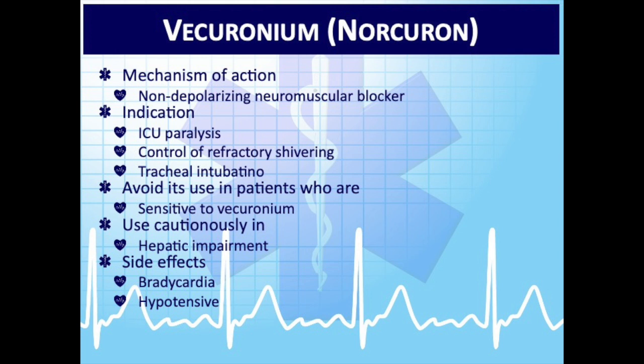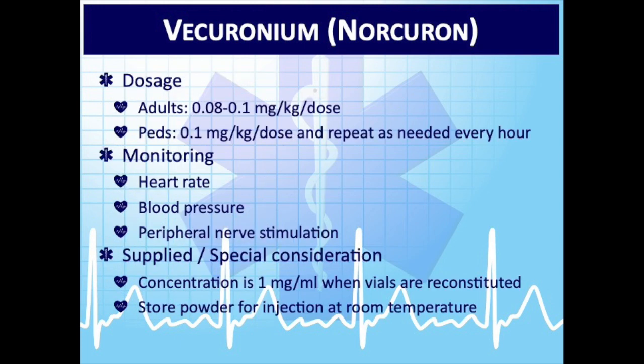Patients that you want to avoid its use in: anybody that's sensitive to vecuronium. Use it cautiously in patients who have any sort of hepatic impairment. And side effects, again, bradycardia, hypotension. Here's your dosing for the adults. And the peds is usually around 0.1 mg per kg per dose. Is that usually what you're using for your vecuronium dose? Does everyone kind of know?